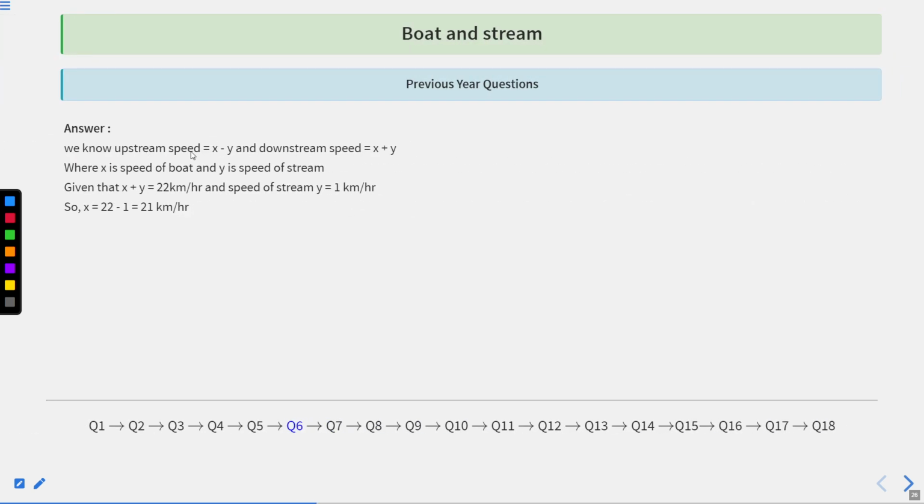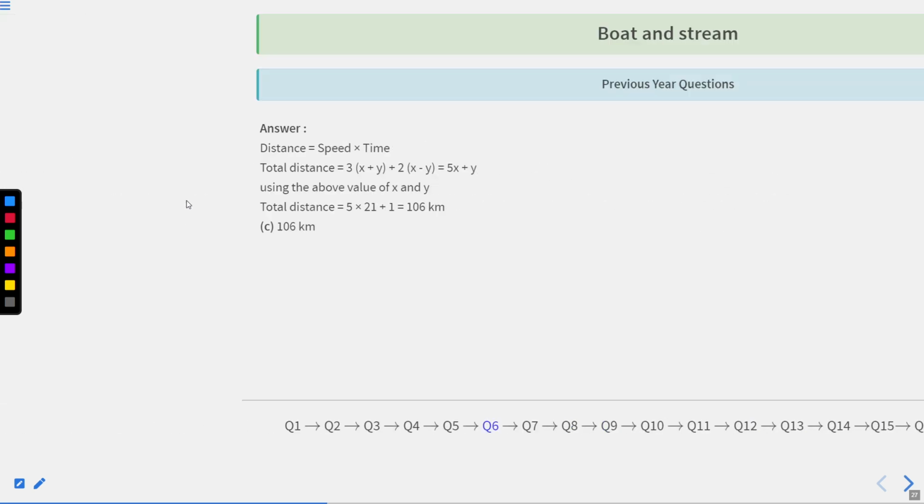We know upstream speed equal to x minus y and downstream speed equal to x plus y, where x is speed of boat and y is speed of stream. So given that x plus y equal to 22 km per hour and the speed of stream is y equal to 1 km per hour. So x equal to 22 minus 1 equal to 21 km per hour.